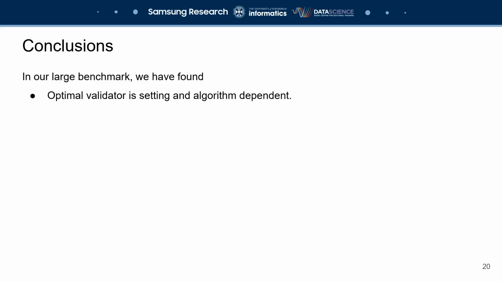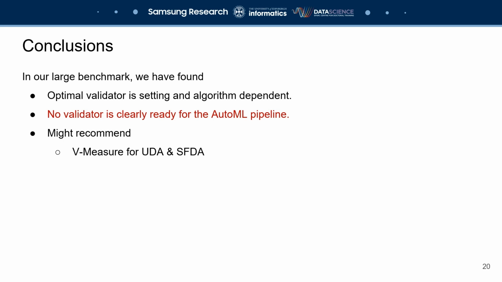In our larger benchmark, we have found that the optimal validator is setting and algorithm dependent. No validator is clearly ready for the AutoML pipeline, unfortunately, but we might recommend, for example, vMeasure for UDA and SFDA, or RankMe for TTA.